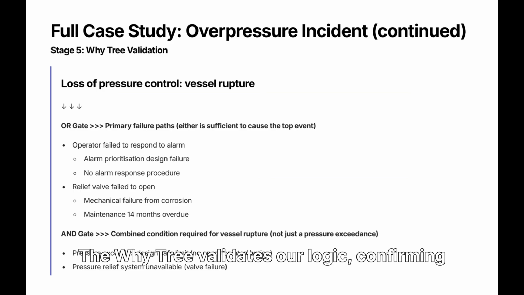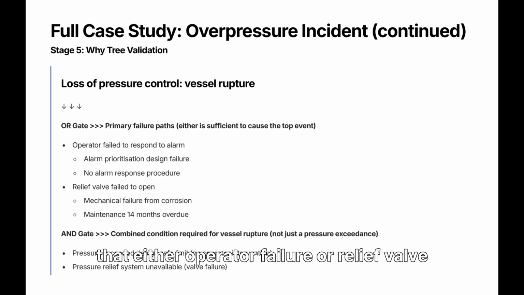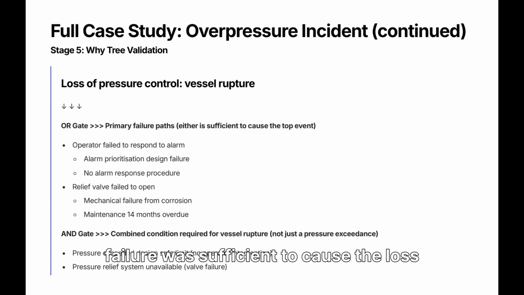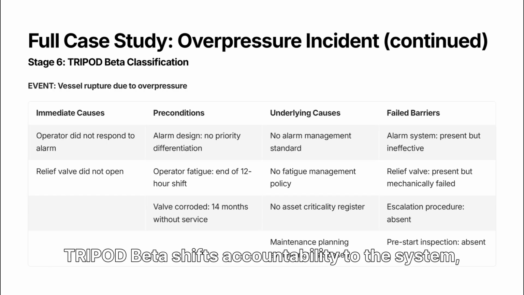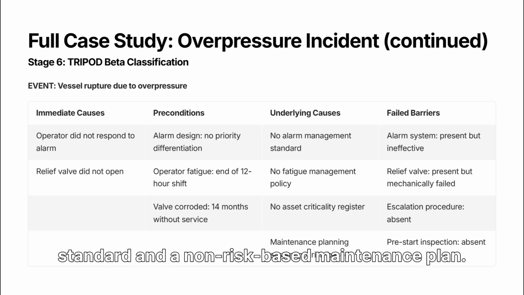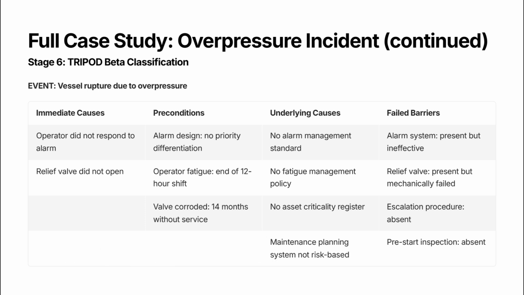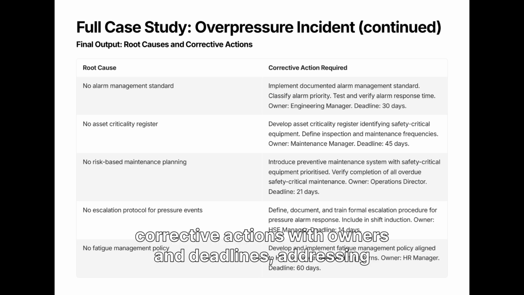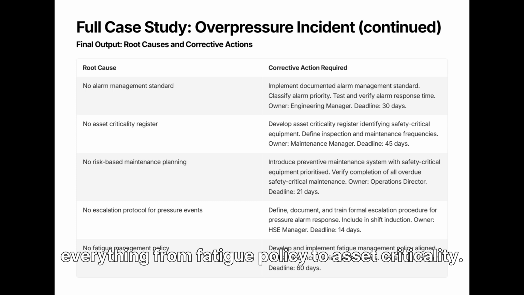The why tree validates our logic, confirming that either operator failure or relief valve failure was sufficient to cause the loss of pressure control. Tripod beta shifts accountability to the system, highlighting the lack of an alarm management standard and a non-risk-based maintenance plan. The final output is a series of corrective actions with owners and deadlines, addressing everything from fatigue policy to asset criticality.